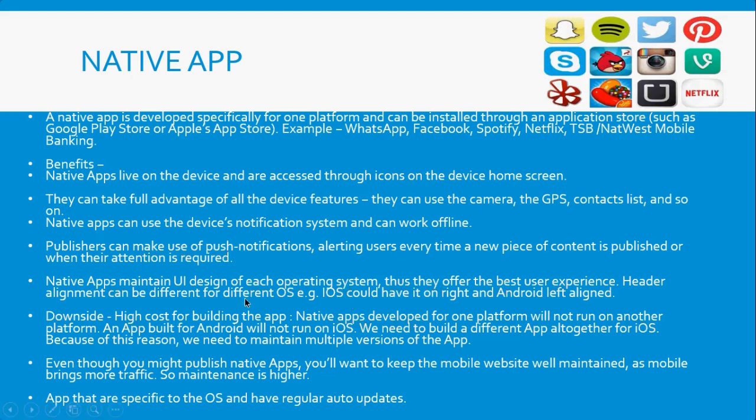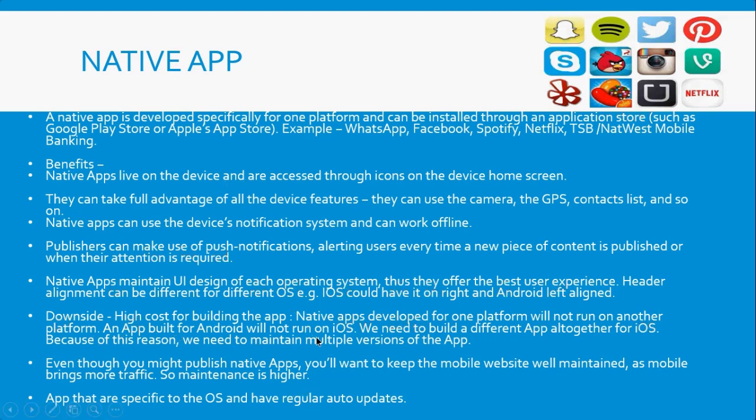Now, one good thing about them is that native apps maintain the UI design of each operating system, so they give you the best user experience. You will notice that WhatsApp will adapt to how your mobile device is, and you're able to enjoy it better than if you're launching, maybe, eBay from your web browser. A good comparison is launching eBay from your browser compared to downloading the eBay application and installing it on your phone. You'll see that there are two different user experiences.